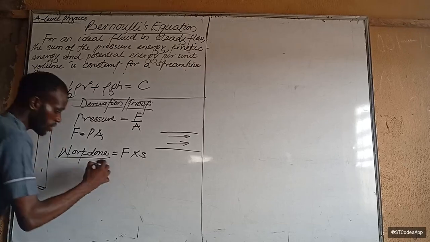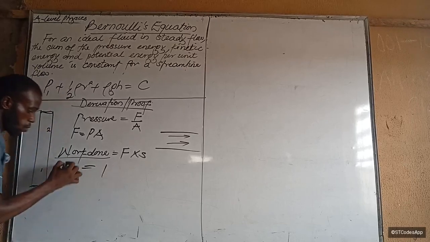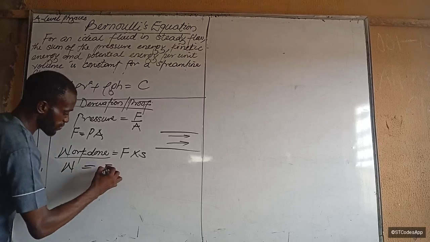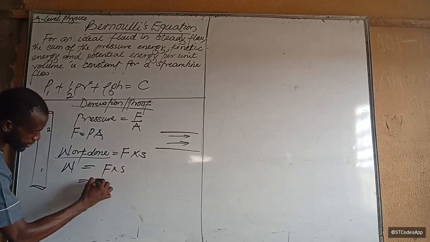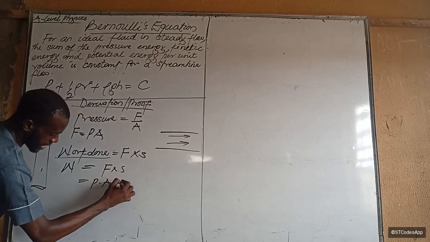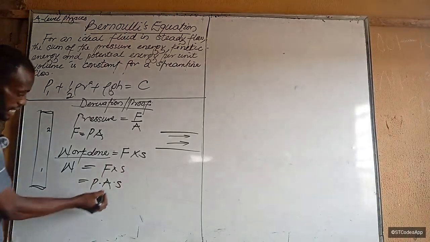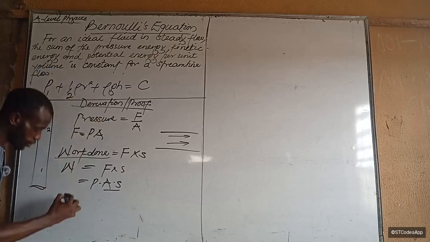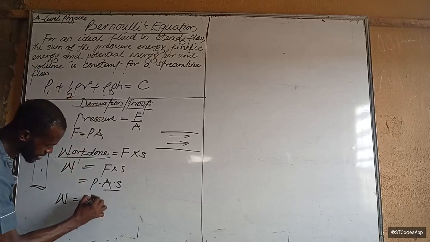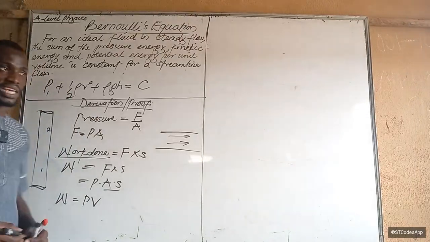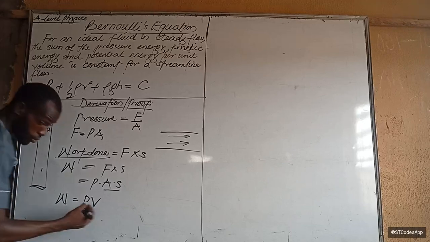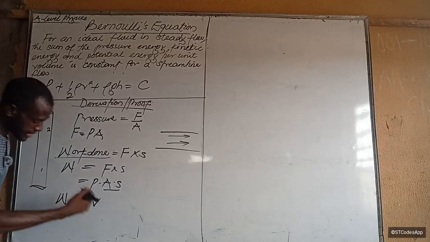Pressure times area. So from there we can therefore say that work done W is equal to force times distance, which will be equal to pressure times area times distance. And area times distance is already what? Volume. So work done will be equal to what? PV work done. That's what we call it. PV work done. You would have dealt with it a lot in O-level chemistry.